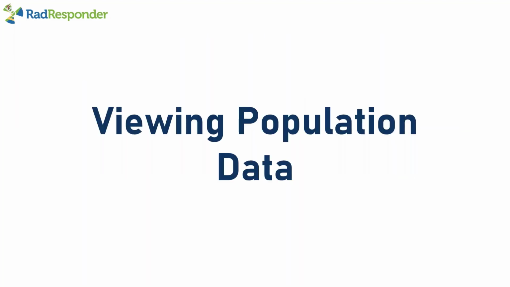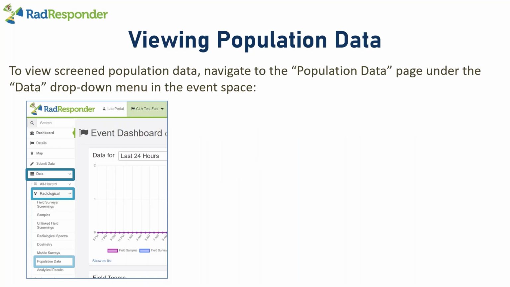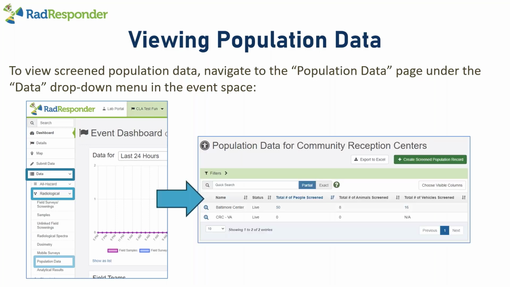Now that you've entered some data, I'm sure you want to view it and review the various pieces of information that you've entered. You can view this data by going into the same space that you were just at, so opening up your data section. If you have multiple hazards enabled, you'll need to open up the radiological section. And then you'll select population data to be brought to your population data page. We previously just selected the create screen population record, but now we're not going to create a new one, we're going to view the current data that's already been entered.